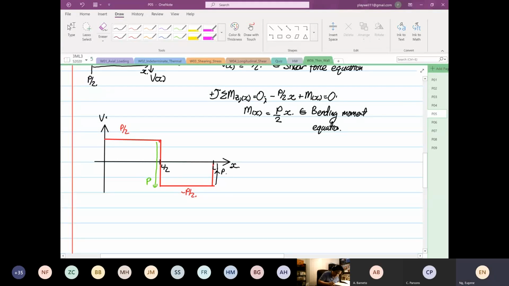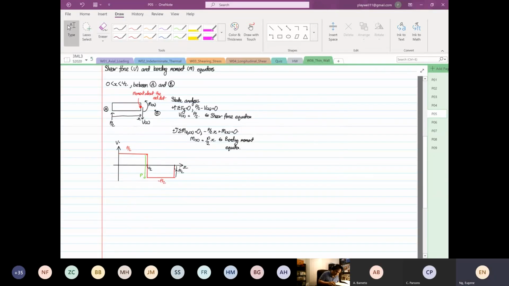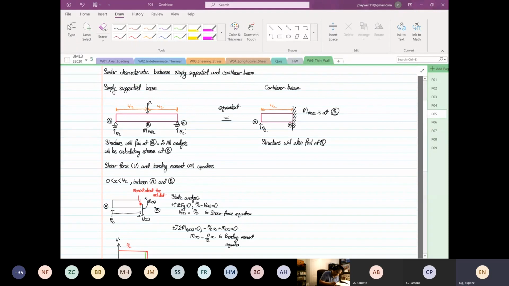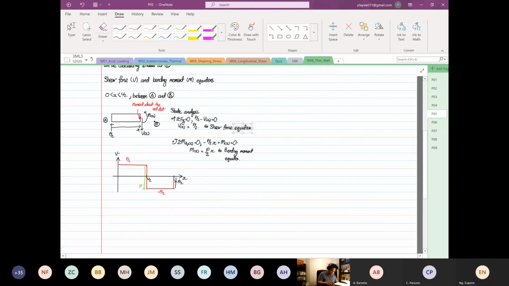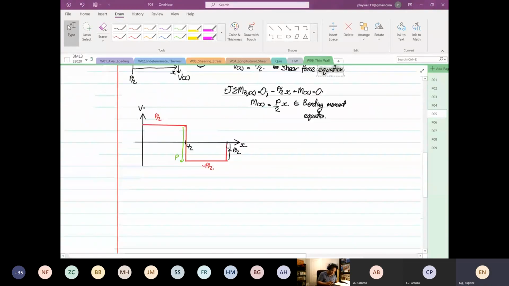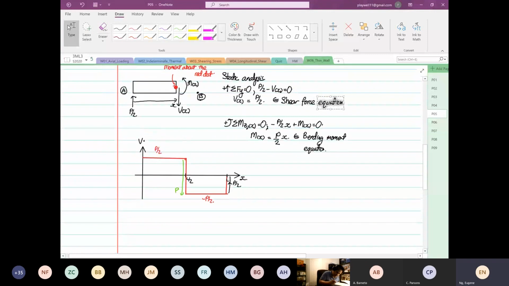by P over 2. That's why your reaction down here is also P over 2. This is also what? P over 2. Okay, so this is our shear force diagram. This is where we just drew 0 to L over X. So this over here is V as a function of X. It's a constant. This is equal to P over 2.